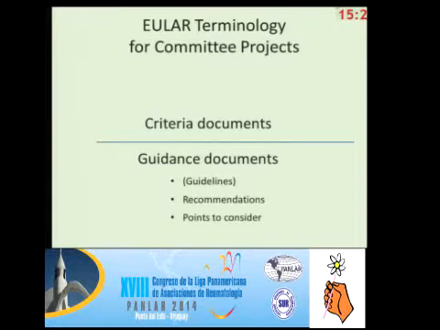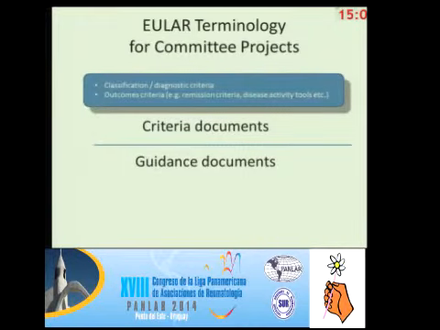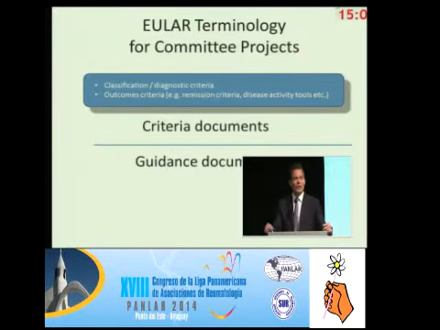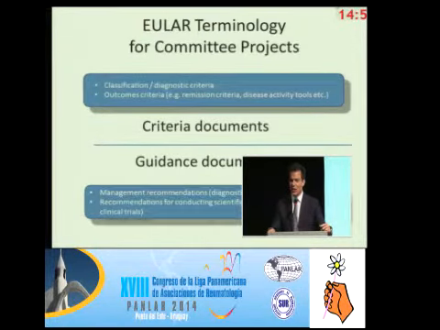What EULAR published in the past were recommendations, and if recommendations is too strong in relation to the available evidence, then of course you would publish points to consider, which can still be guidance and still be helpful for the community. And criteria documents, for example, are classification and diagnostic criteria, but also outcomes criteria, right? Remission criteria and things like that. And for the guidance documents, it's management recommendations, and we have a lot of other recommendations. I will show you a list at the end.